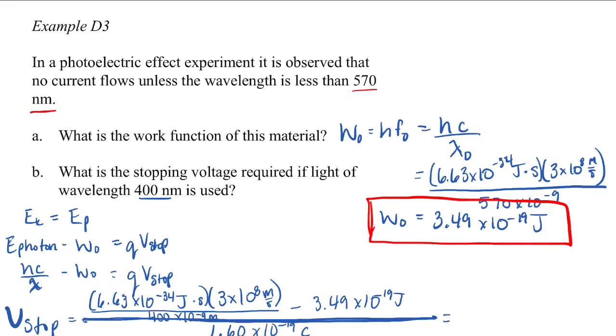I know that doesn't look the best. I accidentally struck through the 400 times 10 to the negative 9, but really I'm just taking that whole thing right there and dividing it by the charge of an electron. And when we do that, what do we get? We get 0.927 volts.